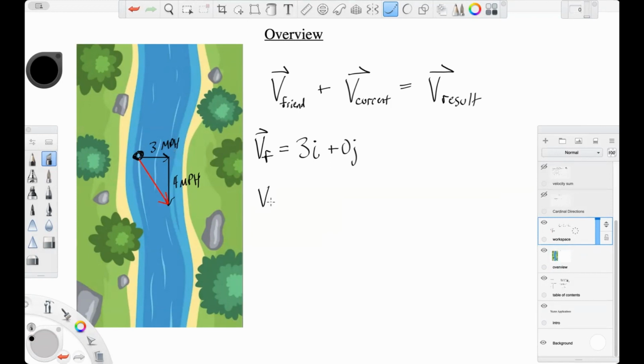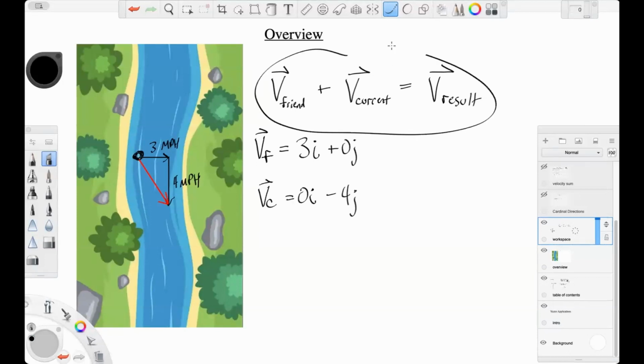And then we want to quantify the current, so our VC is going to be equal to, well, the current is not going left or right, so that's 0I. And it's going downstream by 4 miles an hour, so -4J. And with this heading right here, and it's a good idea to start out with something like this because this tells us how we want to work with the vectors, right? It's very easy to get bogged down in the details of the components, but if we have this leading the way, we can go back and say, what are we doing? Oh yeah, we want to add these two vectors together. And when we do, we'll get this result.